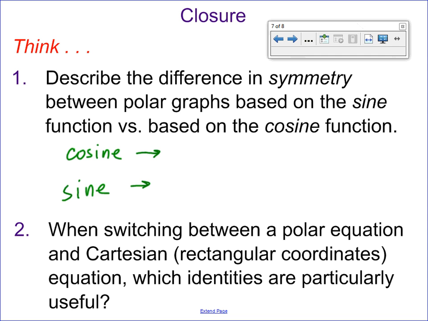Okay, what was the difference in symmetry for polar equations based on cosine versus sine? So what was the symmetry observed when our polar equation was based on cosine? What does that look like? Grace? Horizontal symmetry? Yeah, there's horizontal symmetry. There's symmetric about the x-axis. So we had this x-axis symmetry.